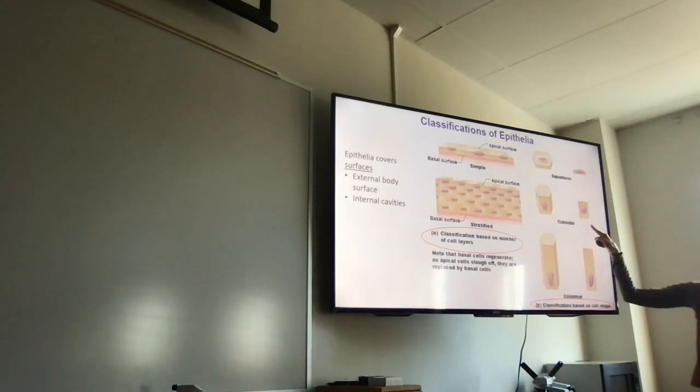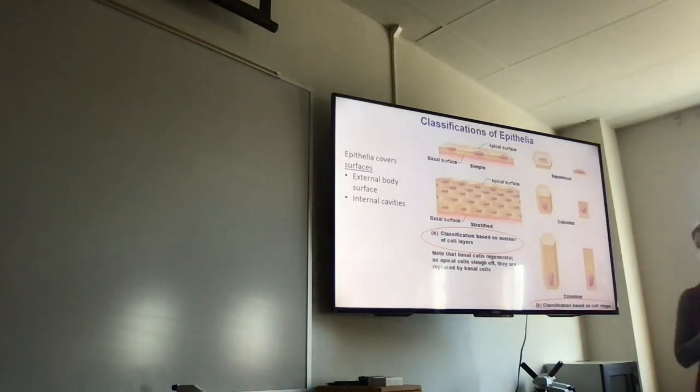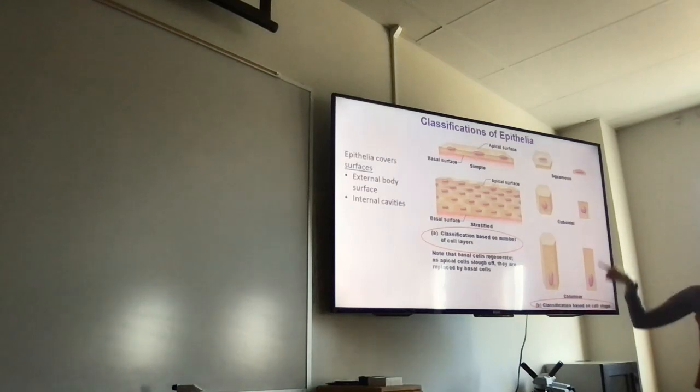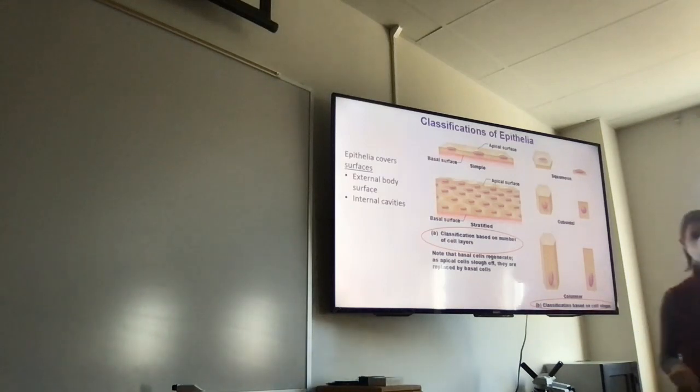A cuboidal cell is cube-shaped, more or less square. And the nucleus is going to take up a really large portion of it. So it's going to look like the nucleus is most of the cell in cuboidal cells. And then columnar is column shaped, pretty straightforward, just a tall rectangle. And the nucleus is usually a little bit elongated. In cuboidal, it's a nice sphere. In columnar, you have this kind of elongated nucleus within the cell.